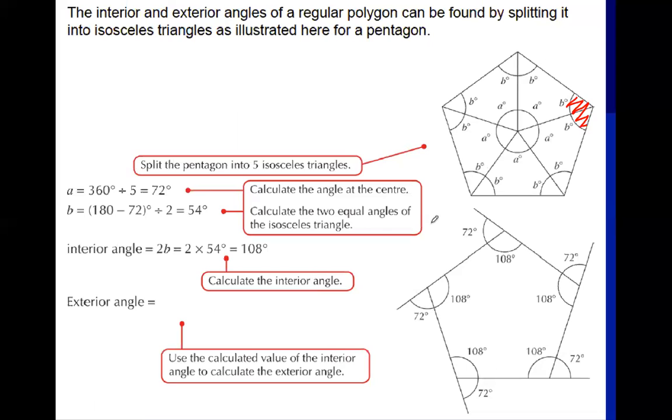Now, what do they call an exterior angle? You just imagine that you keep drawing these lines, and basically it's 180 take away B, which is 180 take away 108, and that's what they call the exterior angle. In case you get asked what the exterior angle of this shape is, you find the interior first, and then you take that away from 180.